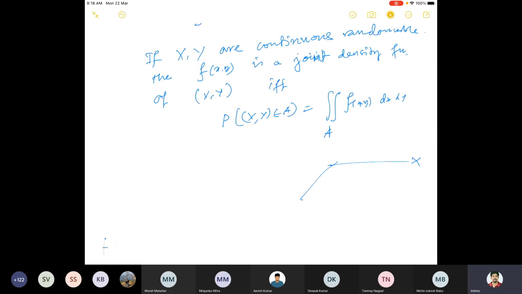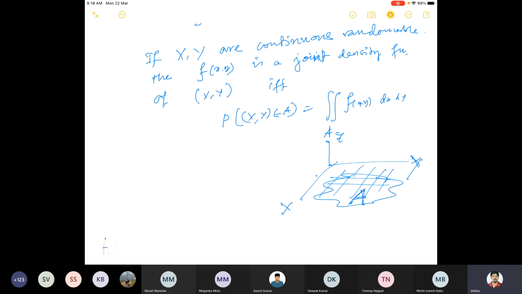y-axis here, and here we have some z-axis, and then here is the plane. Suppose you consider some particular portion of this, and this is, let's say, A. Then there will be a function. So the probability that (X, Y) is in A.